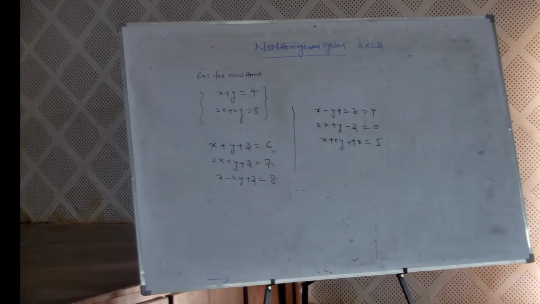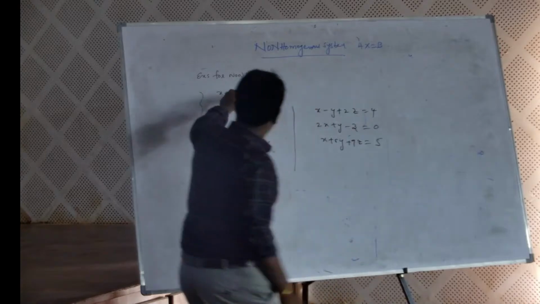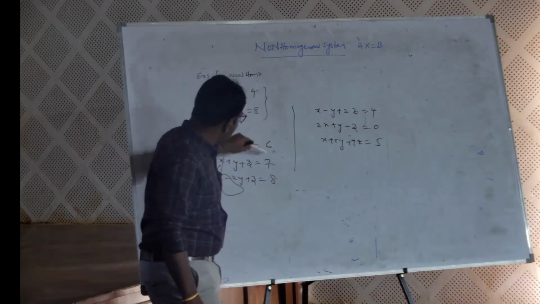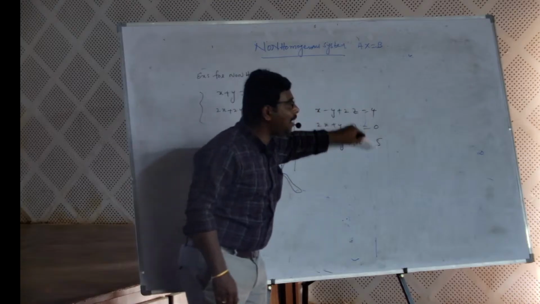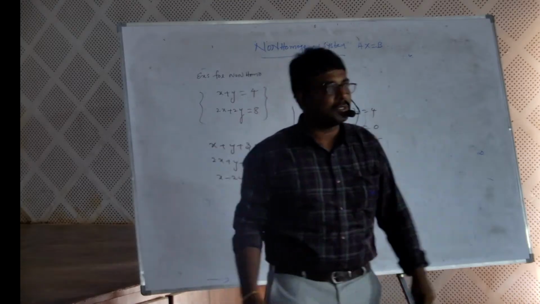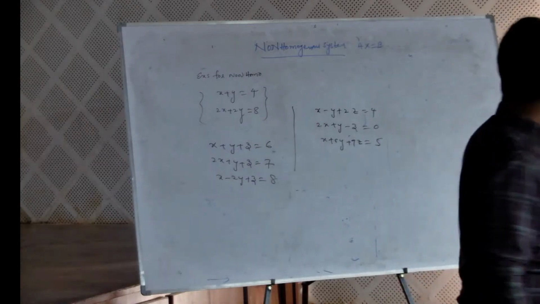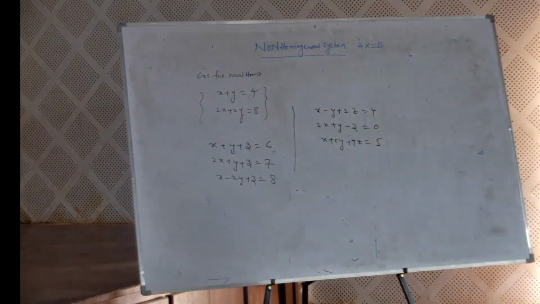Non-homogeneous. If in the right side values at least one value is not equal to 0, that is non-homogeneous. All zeros is homogeneous. At least one not equal to 0, that is non-homogeneous. All are which systems? These are all non-homogeneous. What is the right side? 4, 8, other than 0. 4 and 5 are other than zeros. Non-homogeneous. Example for non-homogeneous. Note down. Later I will tell you how they behave.